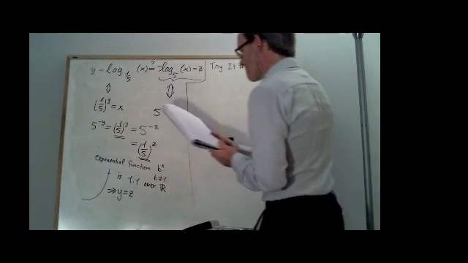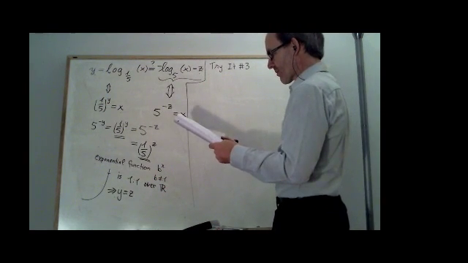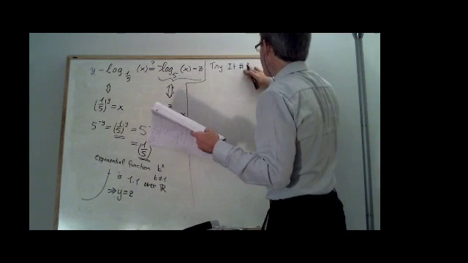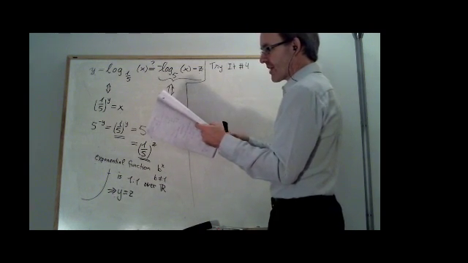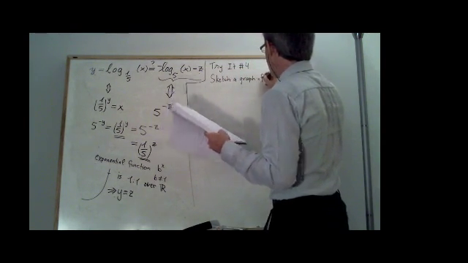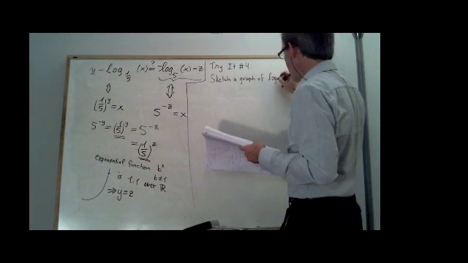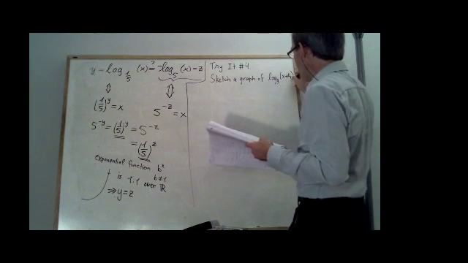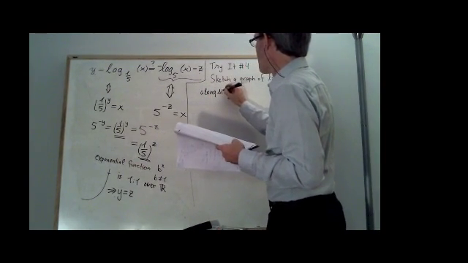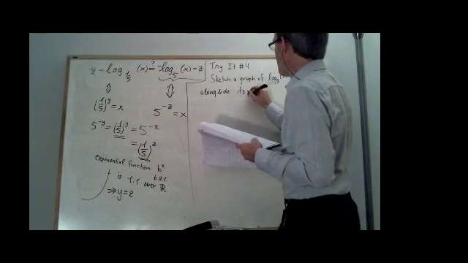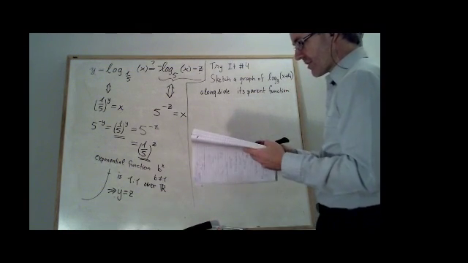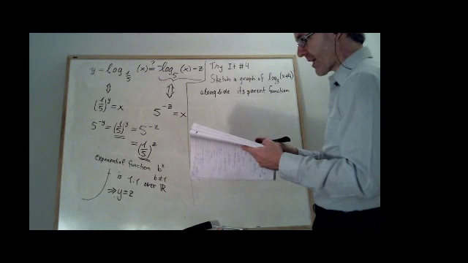Chart number 3 says, oh, I did that already. I just did that. Okay, so chart number 4 says sketch a graph of log base 3 of x plus 4 alongside its parent function. And include any key points and asymptotes on the graph.